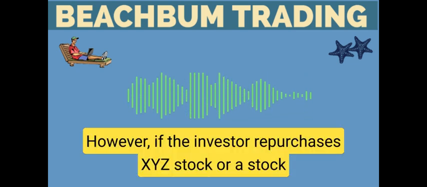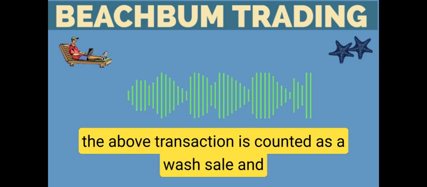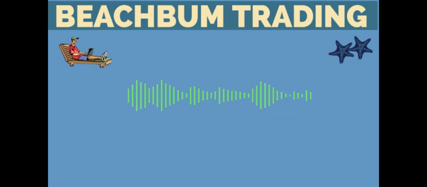However, if the investor repurchases XYZ stock, or a stock substantially identical to XYZ, within 30 days of the sale, the above transaction is counted as a wash sale, and the loss is not allowed to offset any gains.